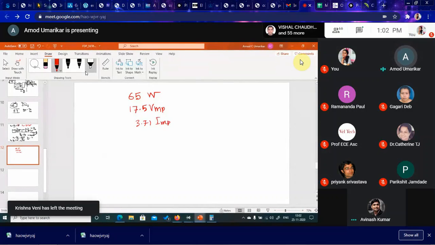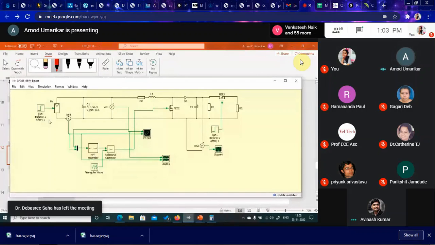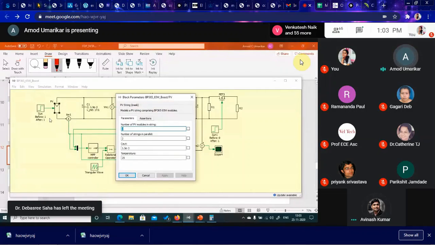So these are 65-watt panels, two connected in series and two connected in parallel. This is what is done here in this simulation. You can see here, this is a PV model. So the total voltage is around 36 V at MPP, and the MPP current is around 7.6 something. Okay.